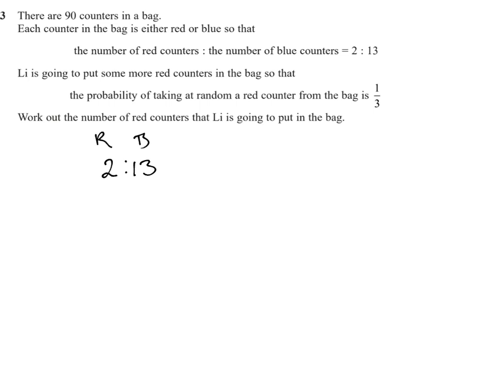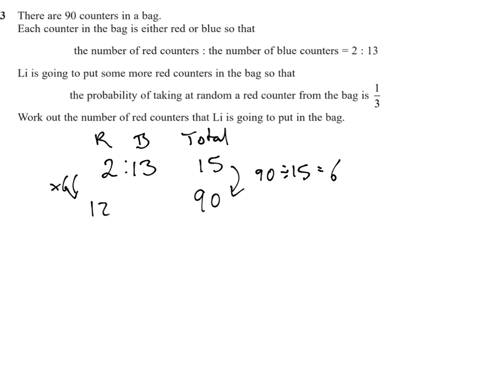Red to blue. Got a total of 15. We know that the total is 90. So how many times bigger? Well, that's 90 divided by 15, which is 6. So I've got to times this by 6. That's 12. This by 6, that's 78. Check that up. Yep, so I've got 12 red and 78 blue.